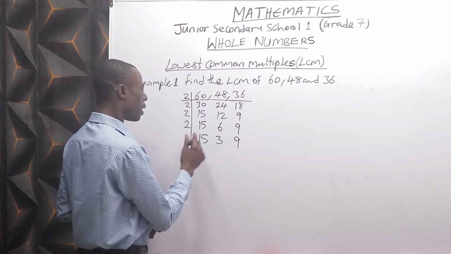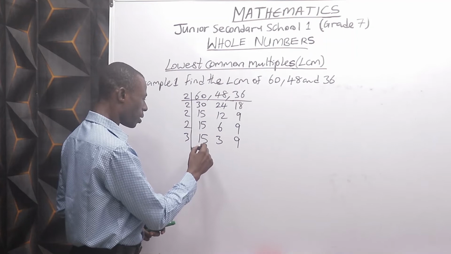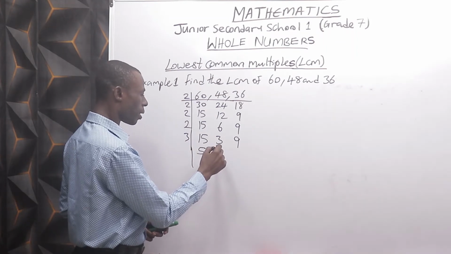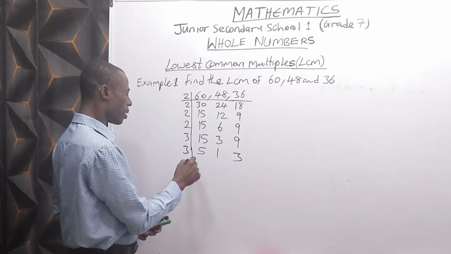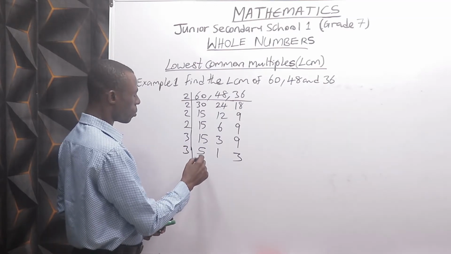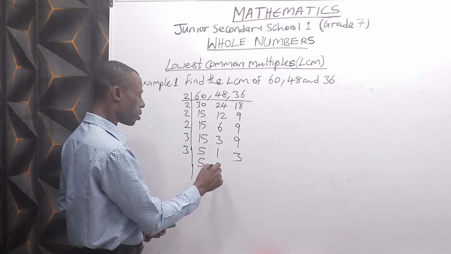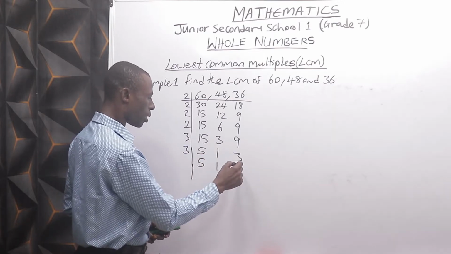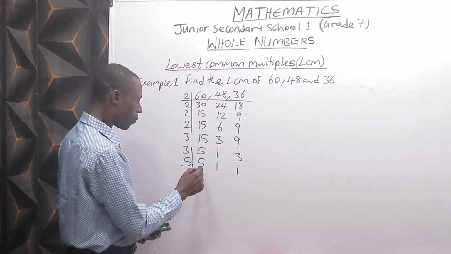Repeat 9. Now, 3 can divide 15. 3 in 15 is 5. 3 in 3 is 1. 3 in 9 is 3. 3 can still do. So, 3 in 3, repeat 5. Repeat the 1. 3 in 3 is 1. Now, it's the turn of 5. 5 in 5 is 1.